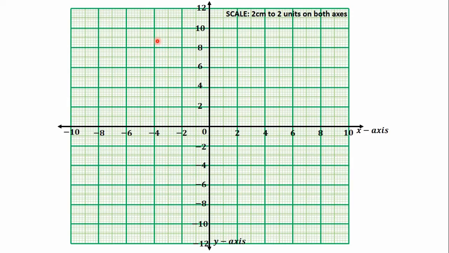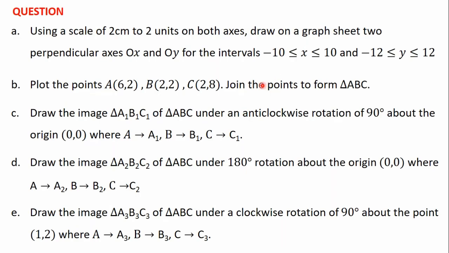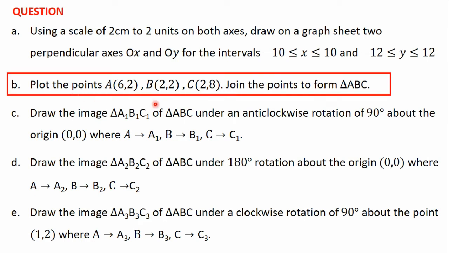So let's do that. This is our graph sheet. We are using a scale of 2 centimeters to 2 units. So using this scale, you draw your x-axis and you draw your y-axis. We number the x-axis from -10 to 10 as I have here. Then we number the y-axis from -12 to 12. So we are now done with the first part of the question. We will now move on to the second part of the question.